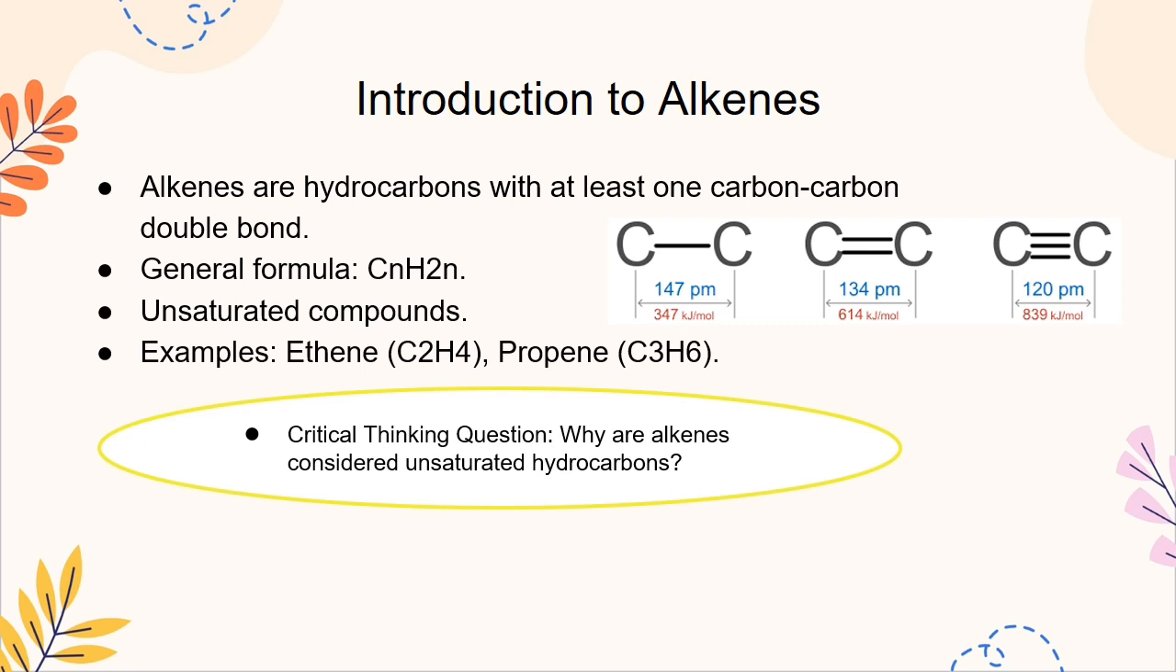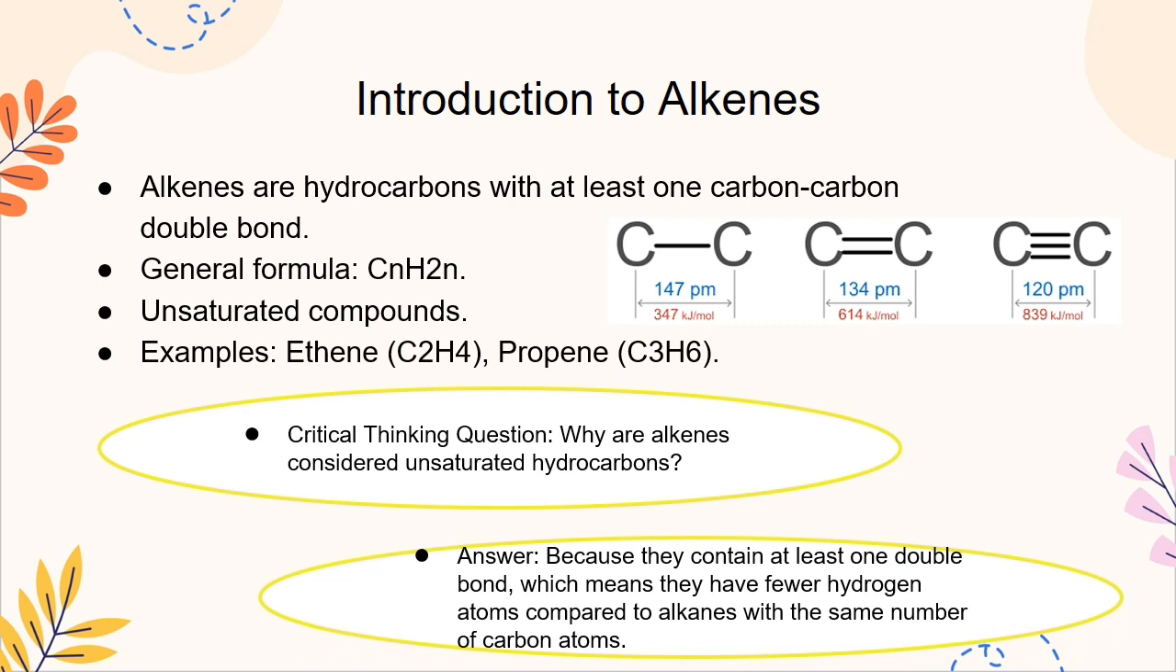I've talked about this, that these are unsaturated compounds. Example, ethene, propene. Now take a look at this. Why are alkenes considered as unsaturated hydrocarbon? You can quickly pause this video and give a response.